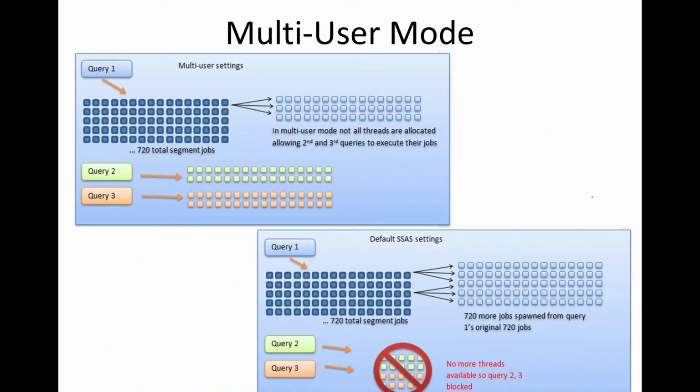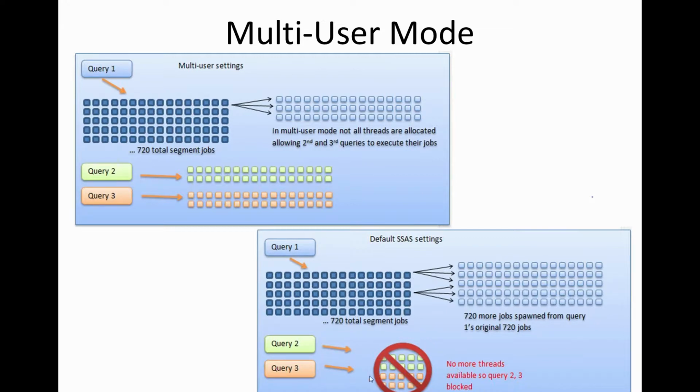Here it is, multi-user mode. I'll have to move this slide up a little bit. But what we really want to see is the difference between the default settings down here and the multi-user settings up here. In the default settings, Query 1 issues 720 total segment jobs. Out of all the partitions, there are 720 segment jobs that get created under the covers to go get your data. All 720 of those jobs are spawned from that one query, so those are all going to go run. There are no more threads available for queries 2 and 3, and they get blocked.